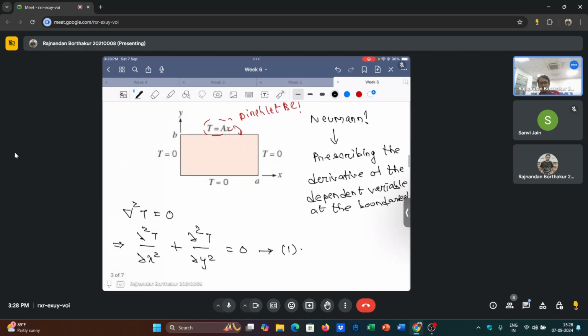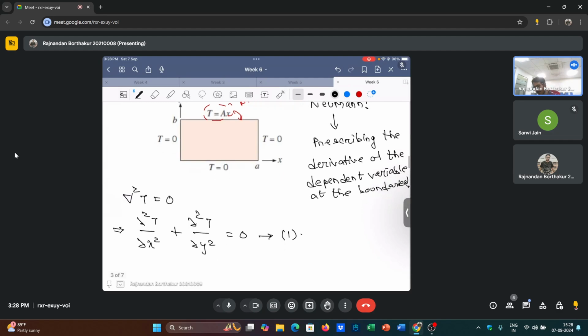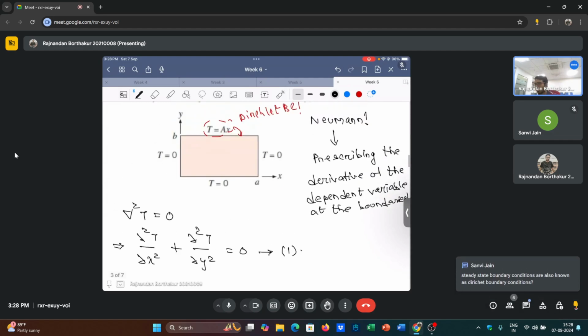It's not just the governing equation that we can solve to get the answer. We must also systematically write the boundary conditions. So let's write the boundary conditions first. Yes, steady state boundary conditions are also known as Dirichlet boundary conditions.